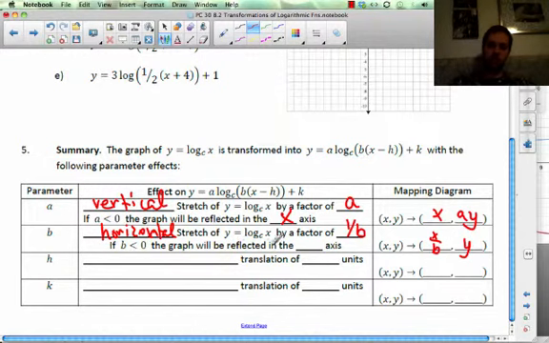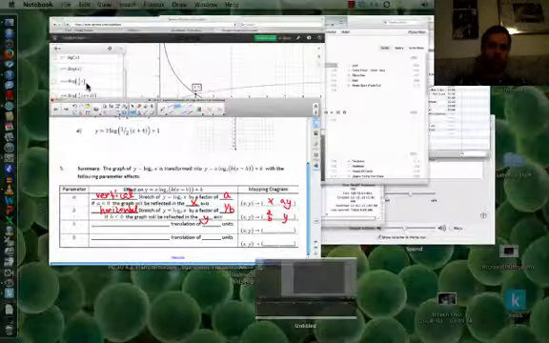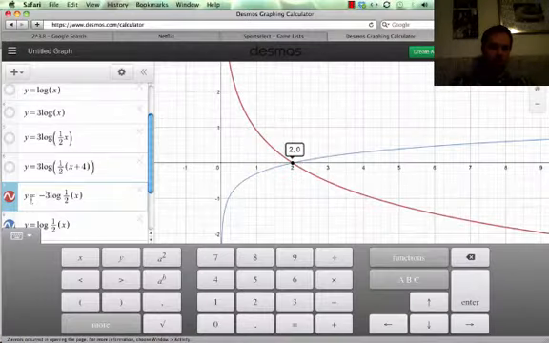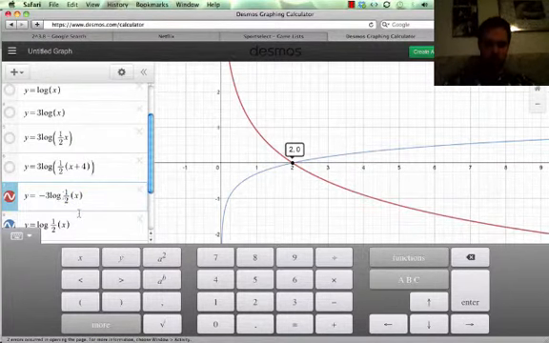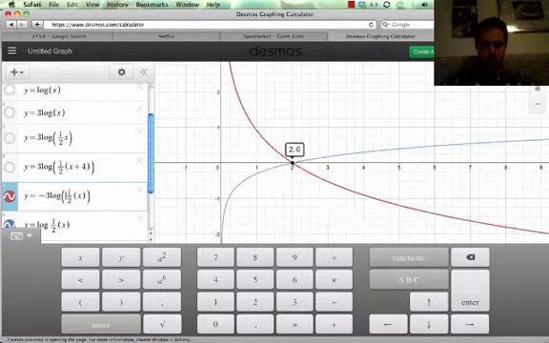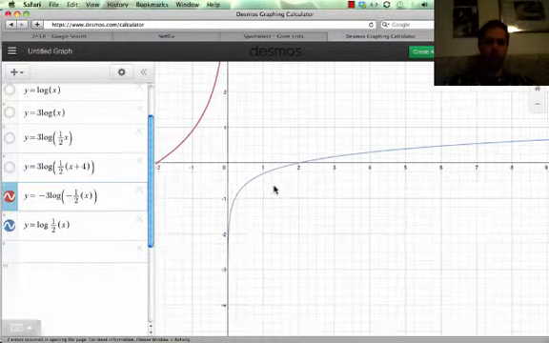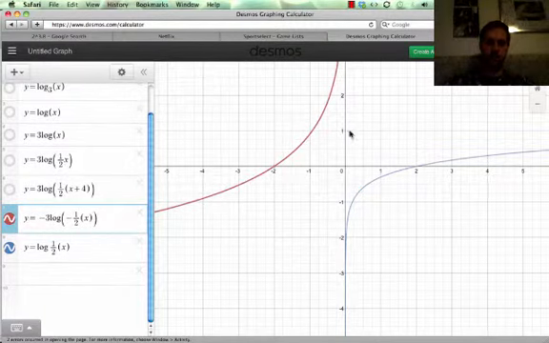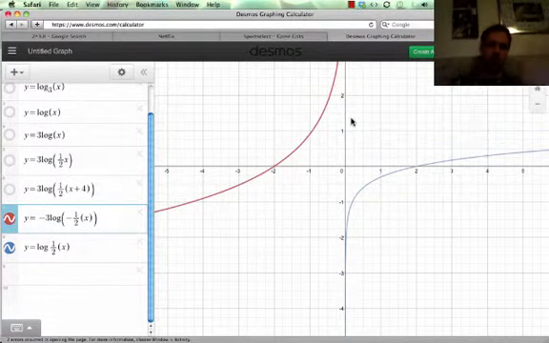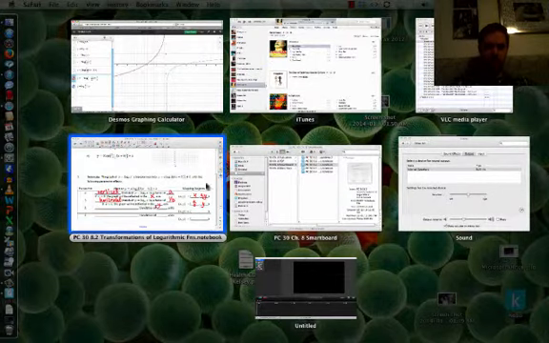If b is less than 0, the graph will be reflected in the y-axis. So let's take a quick look at what that would look like. So let's change b to be less than 0 by making it -1/2. So there you go, and you see that it's been reflected over here from this way to this way, so reflected in the y-axis.